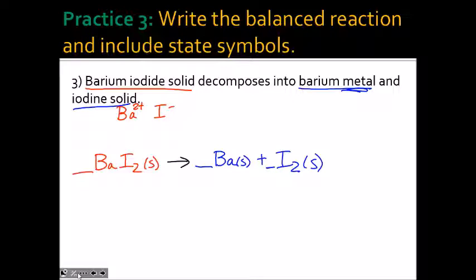Now, let's look for balancing. Is anything out of balance? No. That one's good, right? 1 barium on both sides, 2 iodines on both sides. This one is already balanced. Very good. Don't have to do anything to it. Excellent.